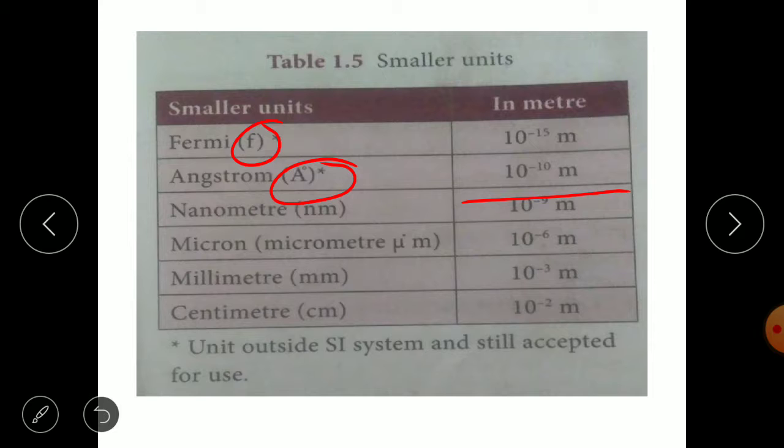Nanometer, its symbol is nm, that is 10 to the power minus 9 meter. Micron, that is a micrometer, symbol mu, that is 10 to the power minus 6 meter. Another one is millimeter. We already know, that is 10 to the power minus 3 meter. And the centimeter is 10 to the power minus 2 meter. So the SI system is still accepted for us to use to measure all substances.